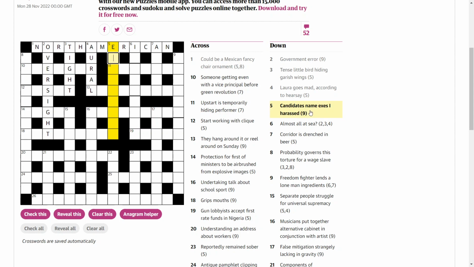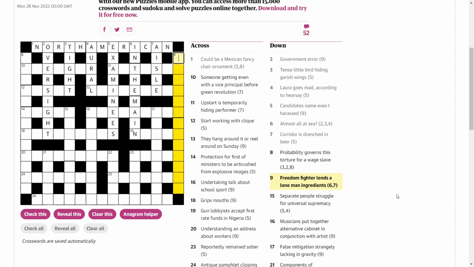Candidates. Examinees? Is that a word? Examinees. As in candidates in a test, an exam. I think that's a word anyway. Almost all at sea. In the main means almost all, and main is an old, ye olde word for sea, like as in the Spanish Main, the Caribbean. Corridor is drenched in beer. Aisle. That's just is from the clue. Drenched in beer means put ale around it, and we get aisle, corridor.